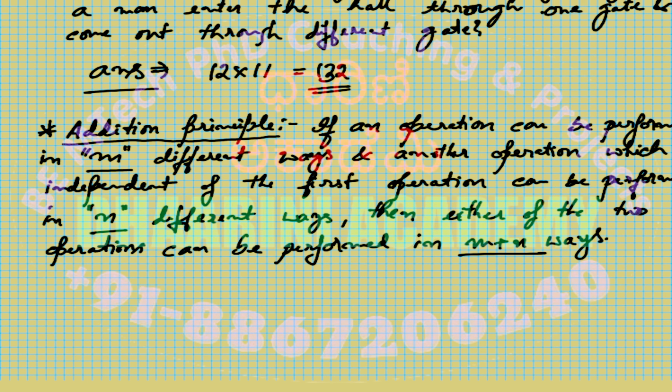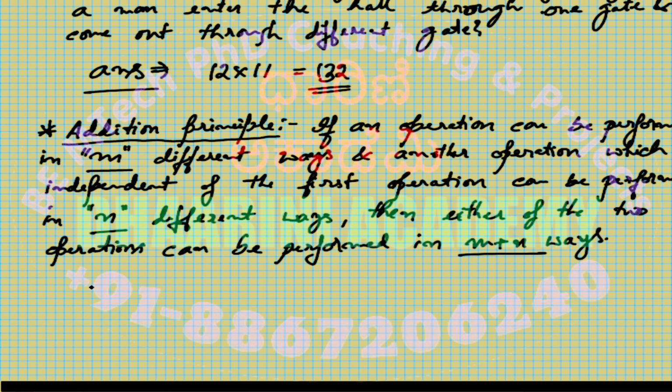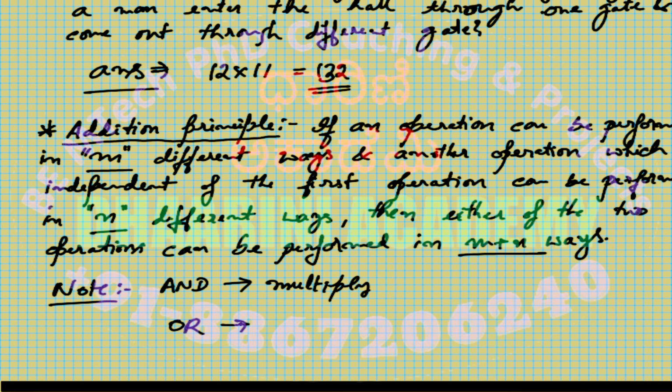So we have to take note here. The previous one was 'and'. Both m and n can be performed in m into n ways. So if it is 'and', I have to multiply. If it is 'or', either m or n, that's why m plus n, it is addition.